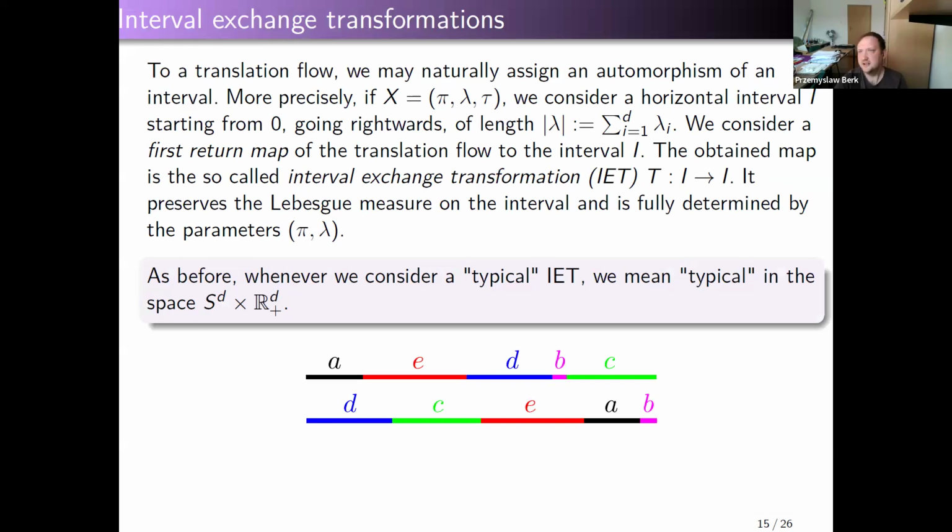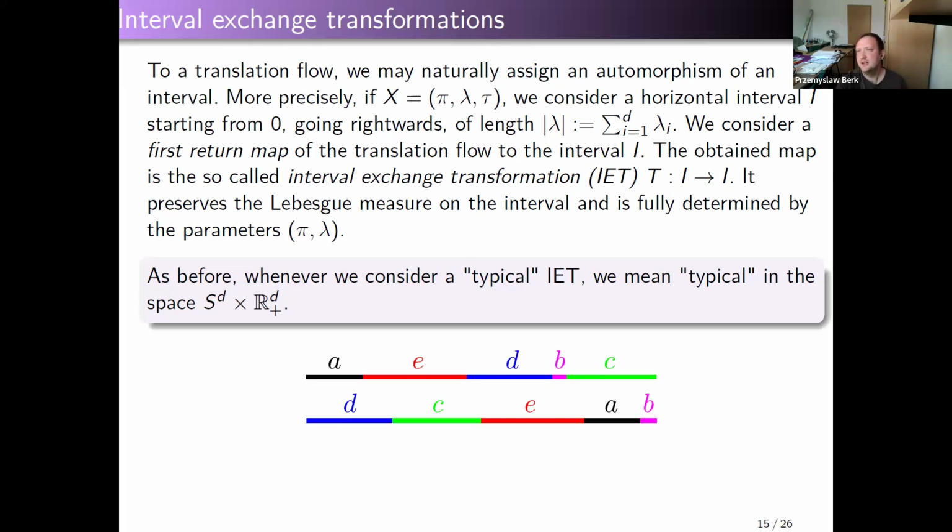And this is exactly the interval exchange transformation. It's given by the same parameters that you got for the surface: you just need the permutation and the lengths. Then you can see in my picture below that basically you take the interval, cut it into, say, d pieces, and you just shuffle the intervals. This gives you an automorphism, and you can see that it also preserves the Lebesgue measure.